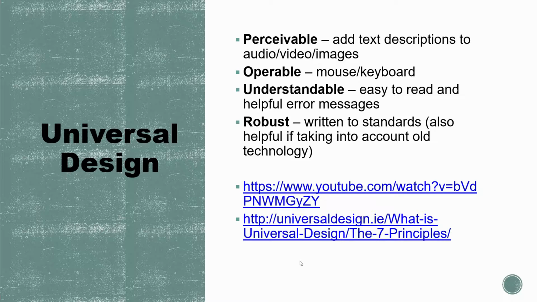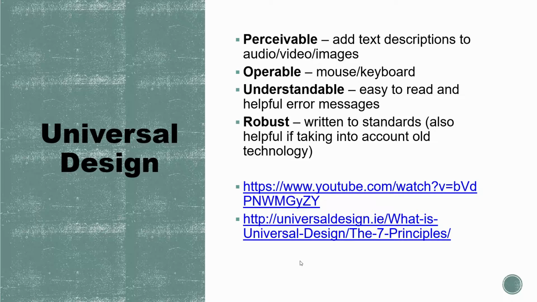The next category is operable. So you want to consider how somebody is creating input into their computer. Are they using a mouse or a keyboard? Some people might be only using a keyboard for operating the whole website. So you want to think about how they might be able to move across your website without a mouse.